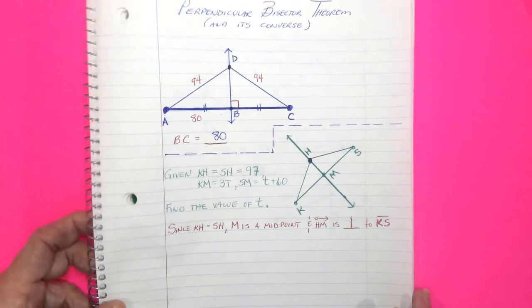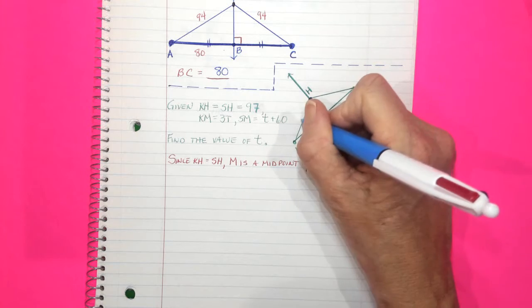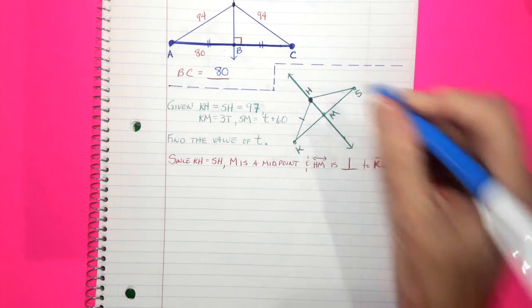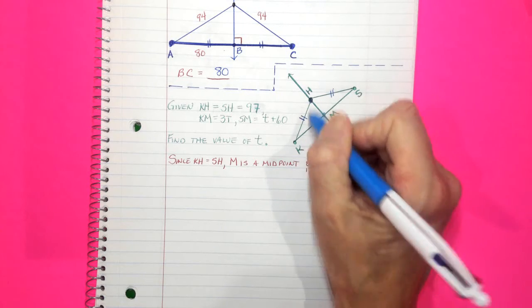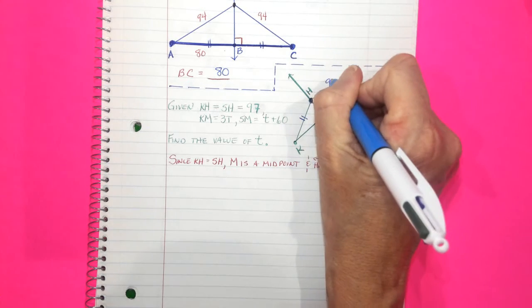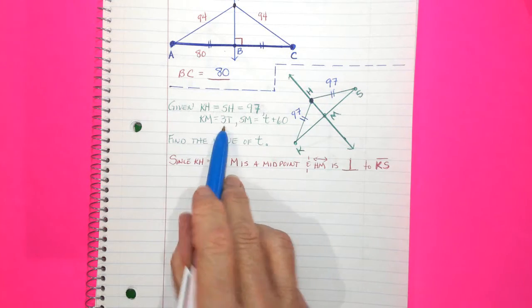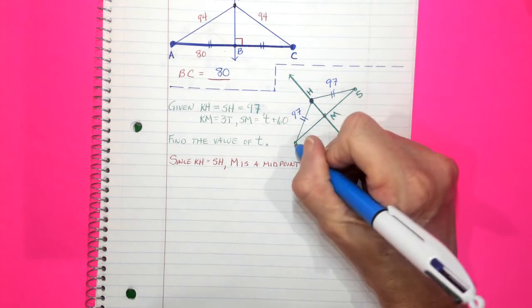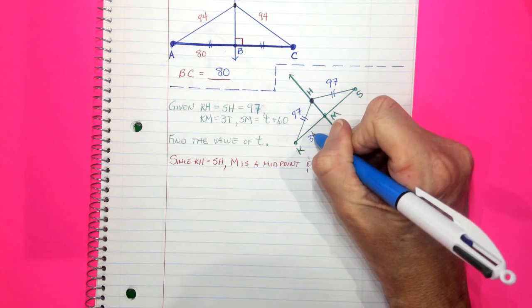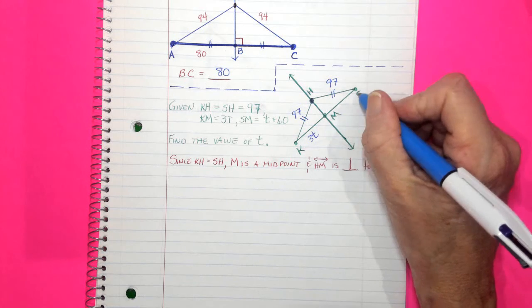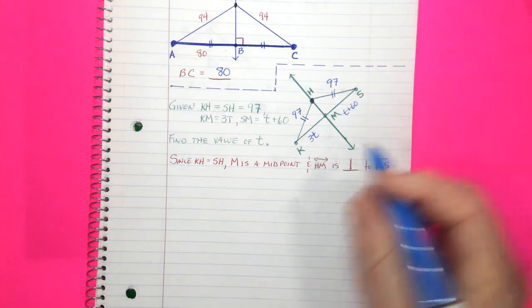For this next problem, we're given KH here on the left equals SH on the right, which means they are both congruent. So I'll put tick marks on them, and they both equal 97. So we'll insert that into the picture. KM, from the midpoint here back to K, is 3t units long. And SM here is t plus 60 units long.